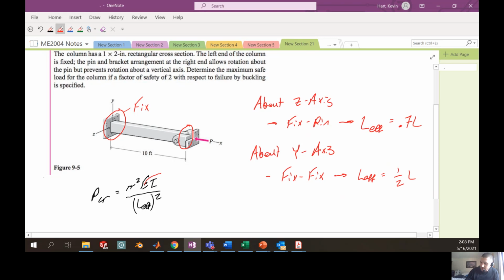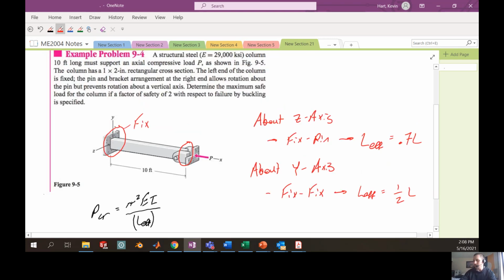We have this area moment of inertia that comes into play, and we have the effective length that comes into play. In this particular example, we have to consider buckling for both of these possible situations: either buckling about Z, which would be this sort of orientation here, or buckling about Y, which is coming into and out of the plane, kind of like this.